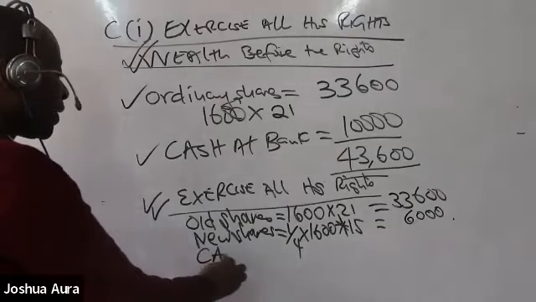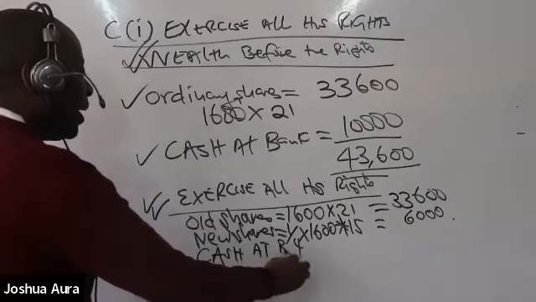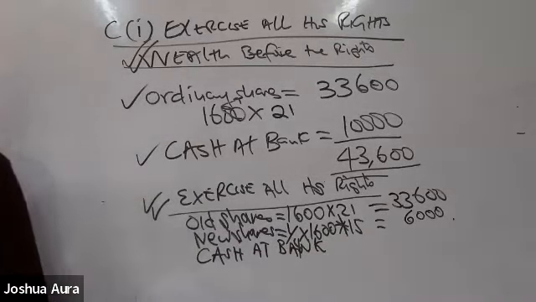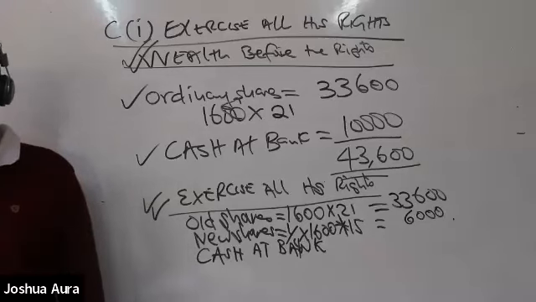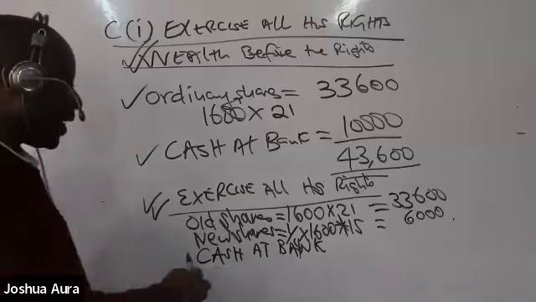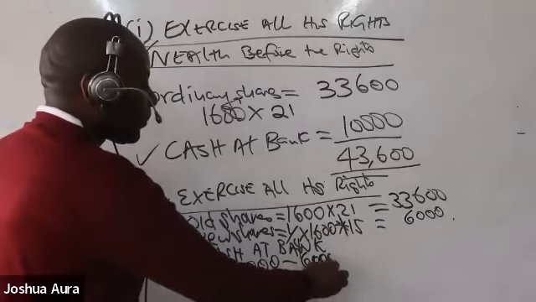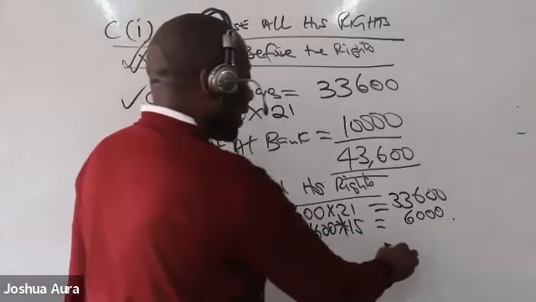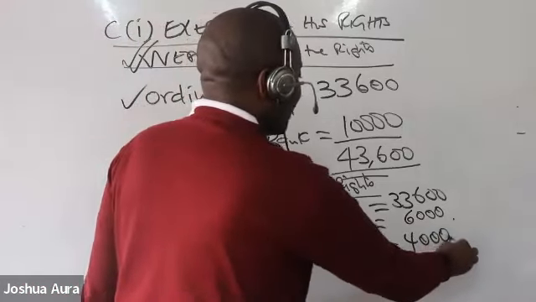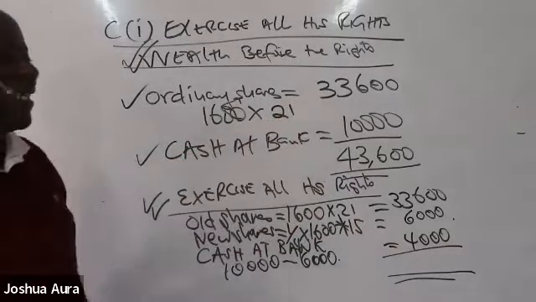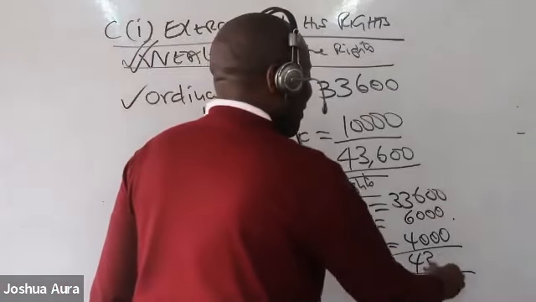And then in this case, ladies and gentlemen, come and give us now cash at bank. So cash at bank, how much will it be? 4,000. Where did you get 4,000? Because this guy had 10,000, and how much did he use there? 6,000. So he will remain with how much? 4,000. Now add them all together. 43,600. 43,600, like that.